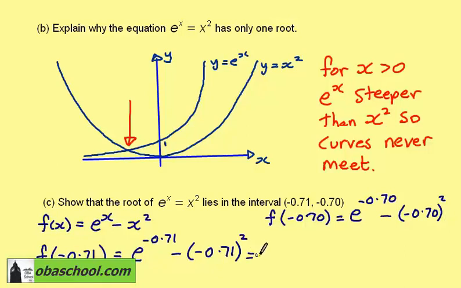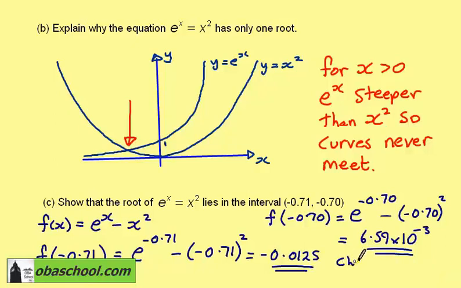This evaluates to give us minus 0.0125, and this evaluates to give us 6.59 times 10 to the power of minus 3. So we have one negative value and one positive value, and therefore we have a change of sign, and we know that a change of sign implies a root.